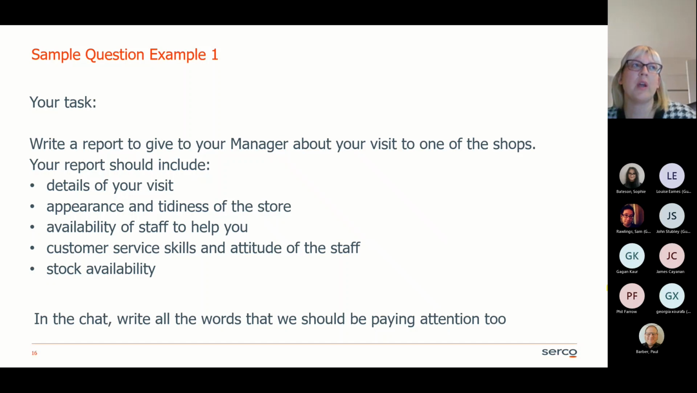And this is what I want you guys to have a look at, and I want you to type in the chat the words that you will be pulling out when you're doing your planning and what you're going to be writing about in your written document. So it says your task is to write a report to give to your manager about your visit to one of the shops. Your report should include details of your visit, appearance and tidiness of the store, availability of staff to help you, customer service skills and attitude of staff, and stock availability. So in the chat now, write all the words that we should be paying attention to, and I will highlight them.